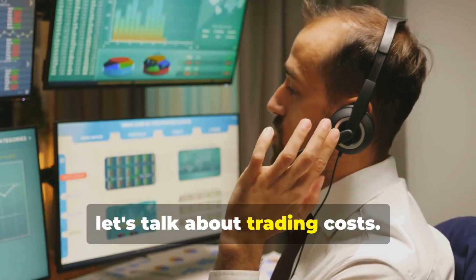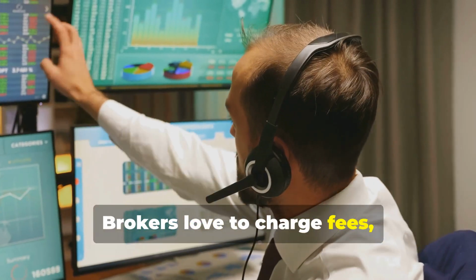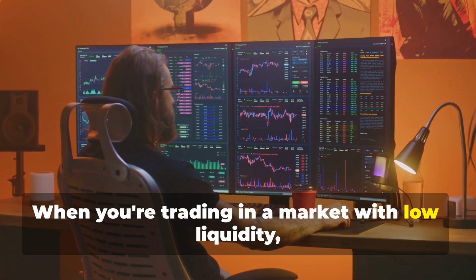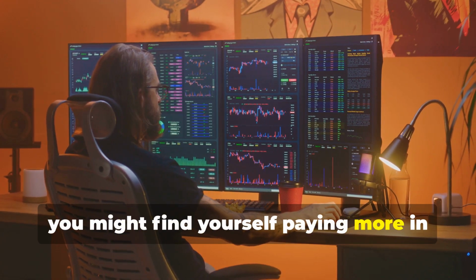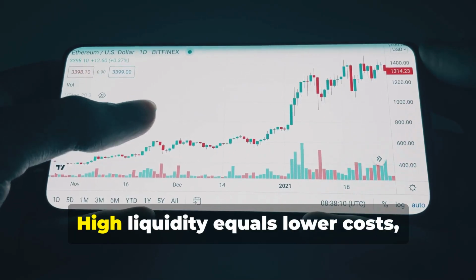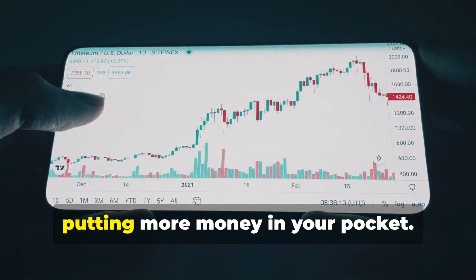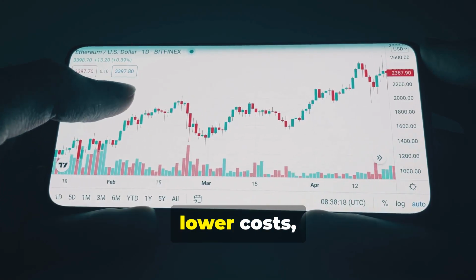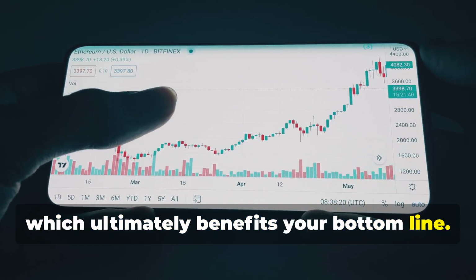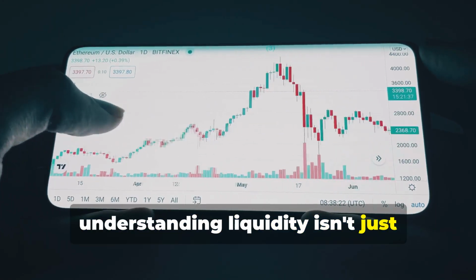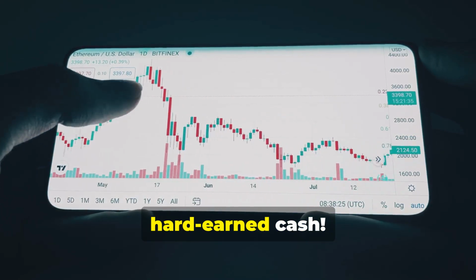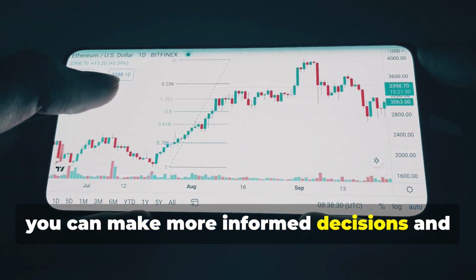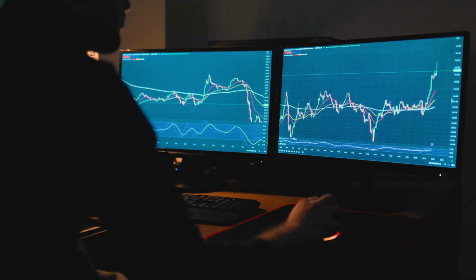Finally, let's talk about trading costs. Brokers love to charge fees, and these can be higher for illiquid assets. When you're trading in a market with low liquidity, you might find yourself paying more in fees and commissions. High liquidity equals lower costs, putting more money in your pocket. When the market is liquid, you can trade more efficiently and at lower costs, which ultimately benefits your bottom line. See, understanding liquidity isn't just academic, it's about protecting your hard-earned cash. By being aware of how liquidity affects your trades, you can make more informed decisions and optimize your trading strategy.